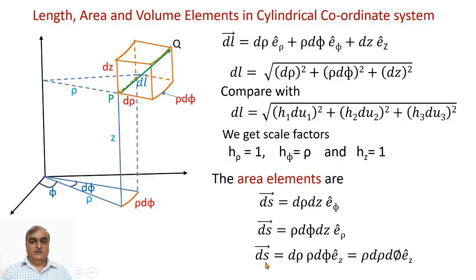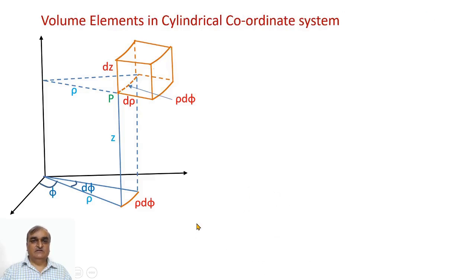Then the third area, ds bar, is equal to d rho into rho d phi. This is d rho, and this is rho d phi. Therefore, this bottom area or this top area is the third area, d rho times rho d phi. And normal to this area, the unit vector is ez cap. Therefore, ds bar is equal to rho d rho d phi into ez cap. This way, we have these three areas in cylindrical coordinate system.